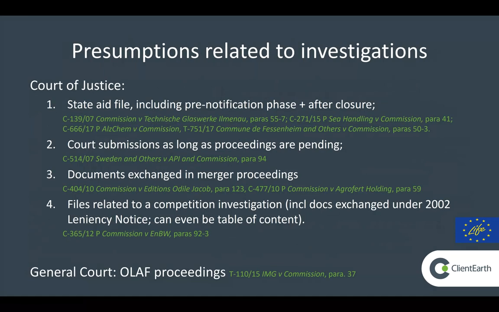So this is not the only general presumption of non-disclosure that is applied in the context of investigations by the court. There's actually a number of other ones. On the one hand, they relate to the state aid file, to court submissions as long as proceedings are ongoing, merger proceedings, competition investigations, and added by the General Court now, OLAF proceedings, so fraud proceedings. So this actually covers a fair amount of investigations that are carried out by the EU institutions.